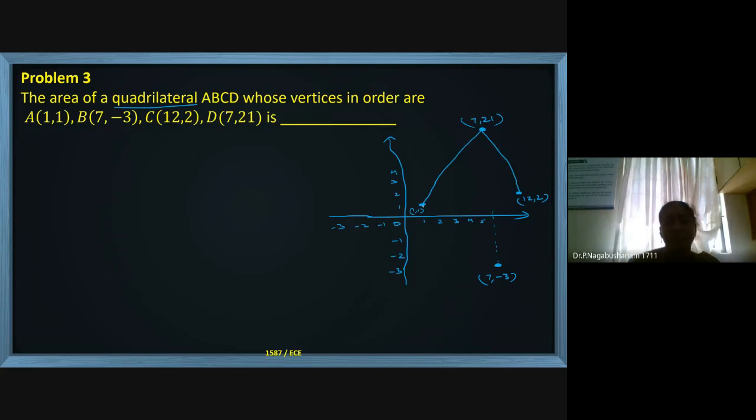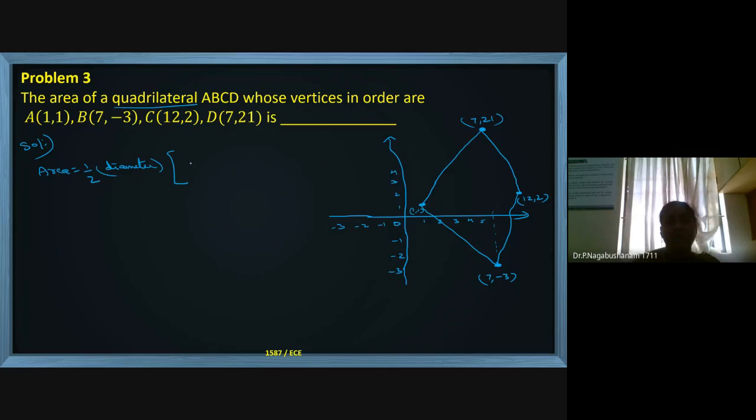I have drawn it with respect to coordinate axis. Now what I will do, area of the quadrilateral is required. Okay. Coming to the solution, area is nothing but half into diameter into the sum of perpendiculars onto the diameter. This is one of the formulas for finding area of the quadrilateral.